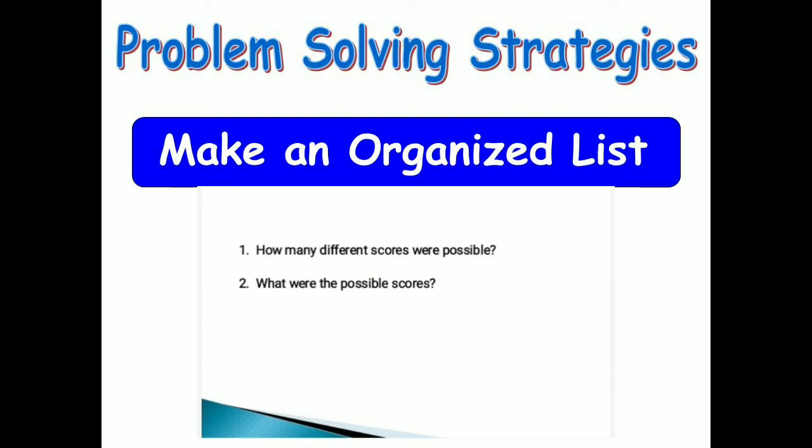Next, we have two questions that emphasize our planning and solving. First question, how many different scores were possible? And the second, what are the possible scores? Answering the first question, we have two possible scores. And the answer to the second question, we have possible scores of 9 and 13. So that's all. Thank you.